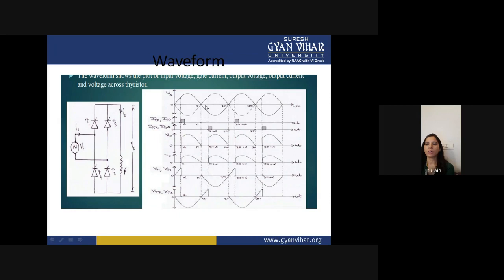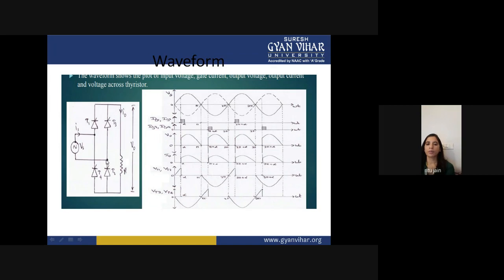Okay, sorry, the input voltage is getting negative. When the input voltage gets negative, this terminal becomes negative and this terminal becomes positive. When this terminal becomes negative, T1 becomes reverse biased and T2 becomes reverse biased.